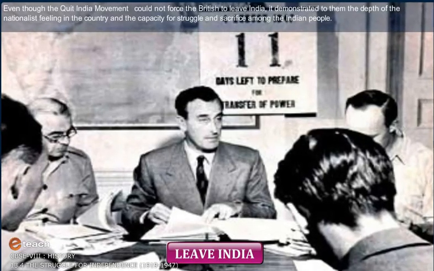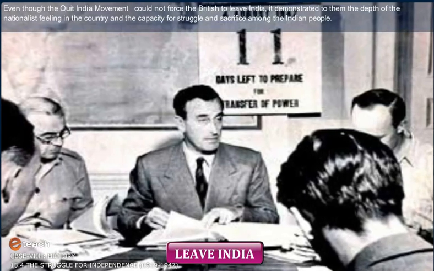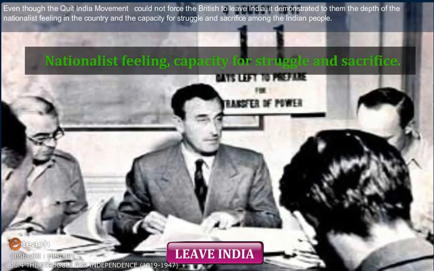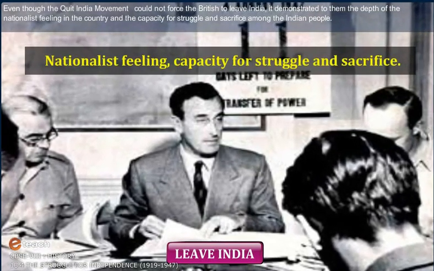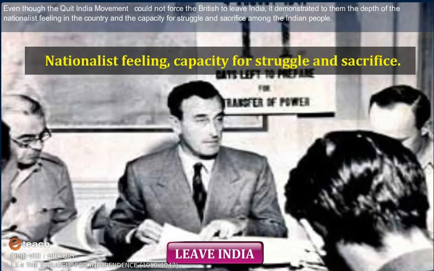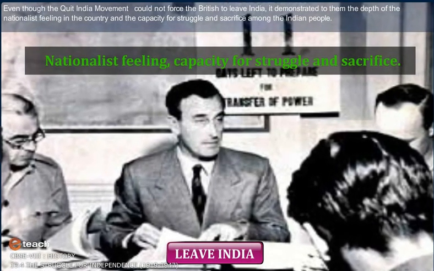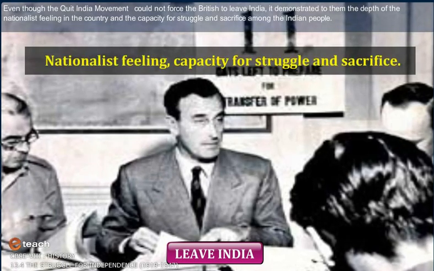Even though the Quit India movement could not force the British to leave India, it demonstrated to them the depth of the nationalist feeling in the country and the capacity for struggle and sacrifice among the Indian people.